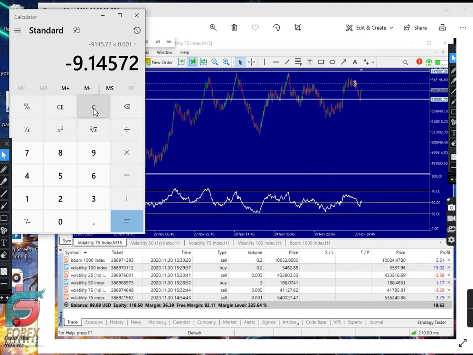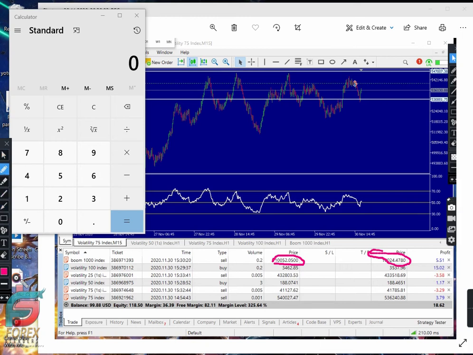Okay, so on my screen right now I have a screenshot of running trades. I'll start with Boom 1000. If I just highlight first, this is the current price and this is the entry price. This is where the market is right now, and we have $5 profit.